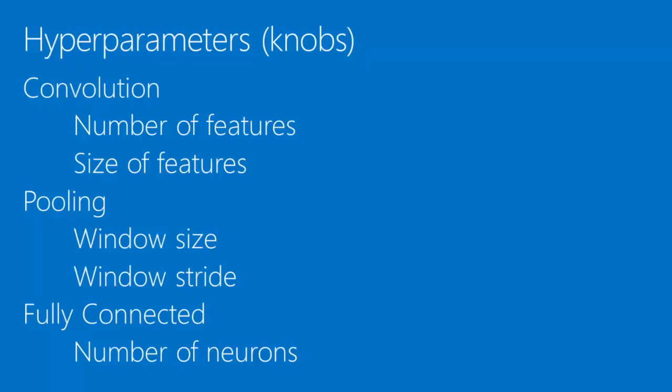And in fact, a lot of the advances in convolutional neural networks are in getting combinations of these that work really well.